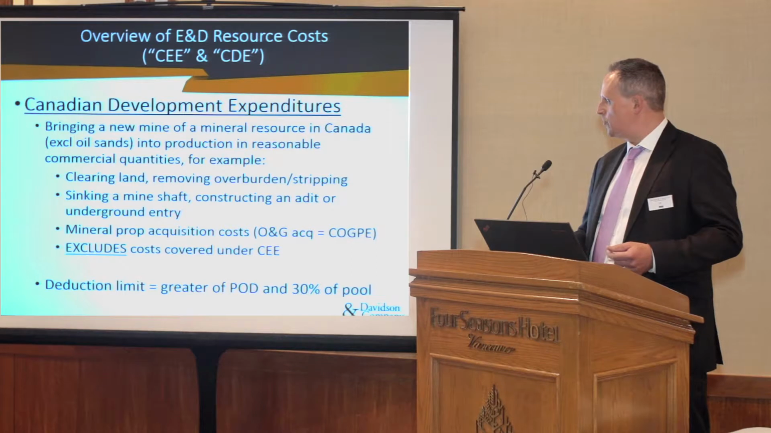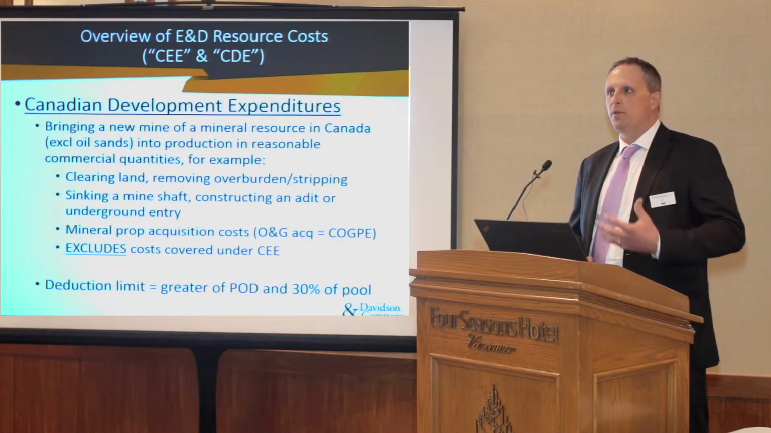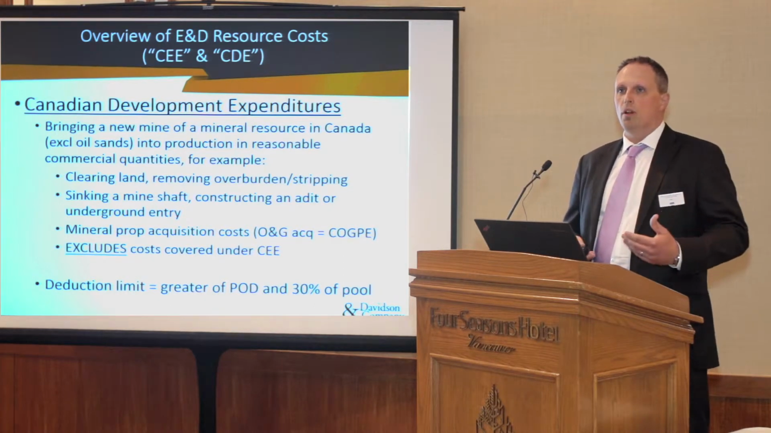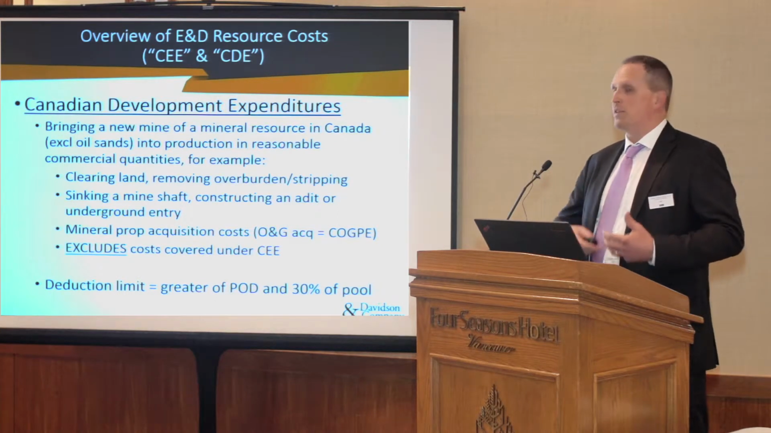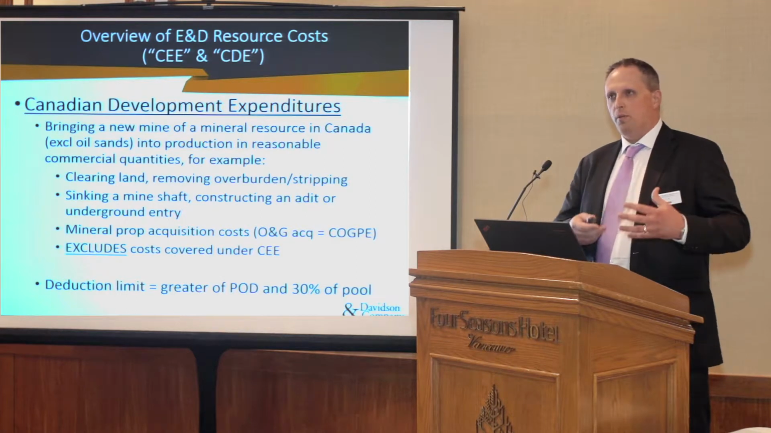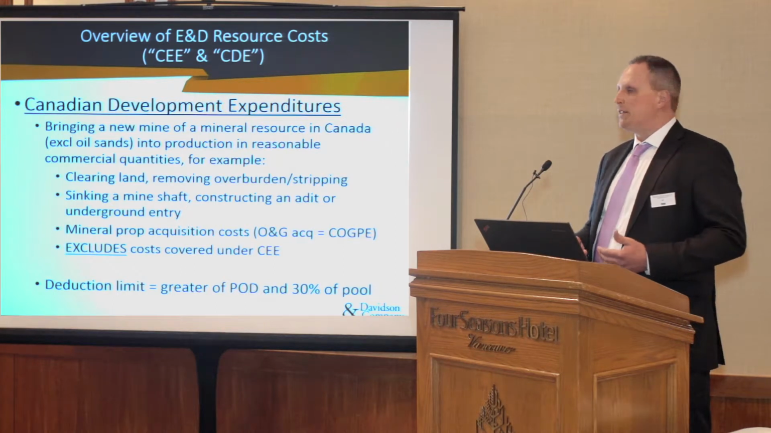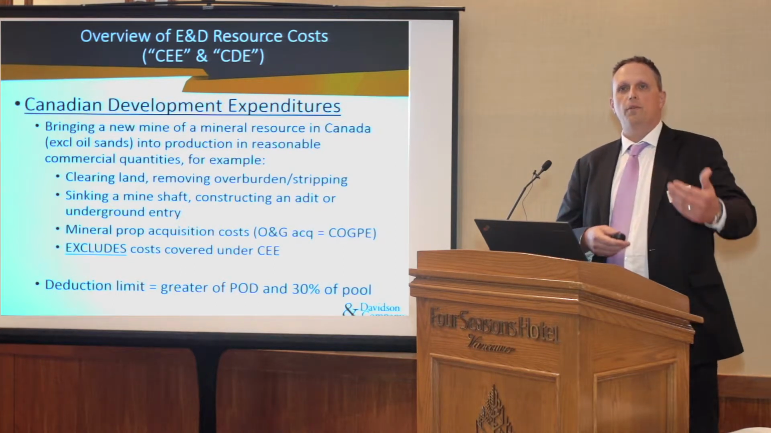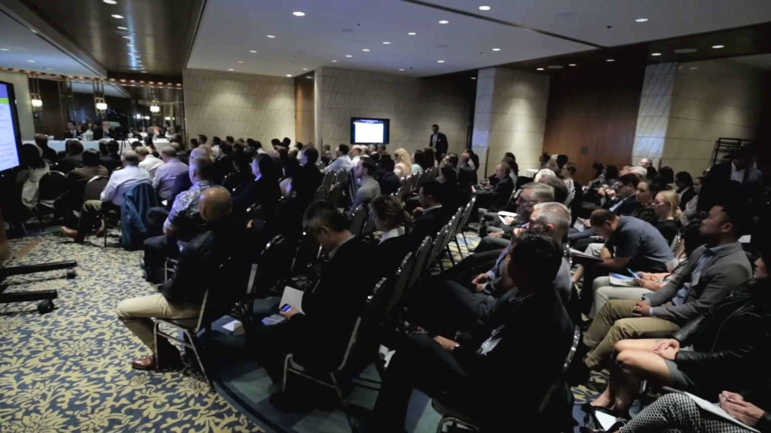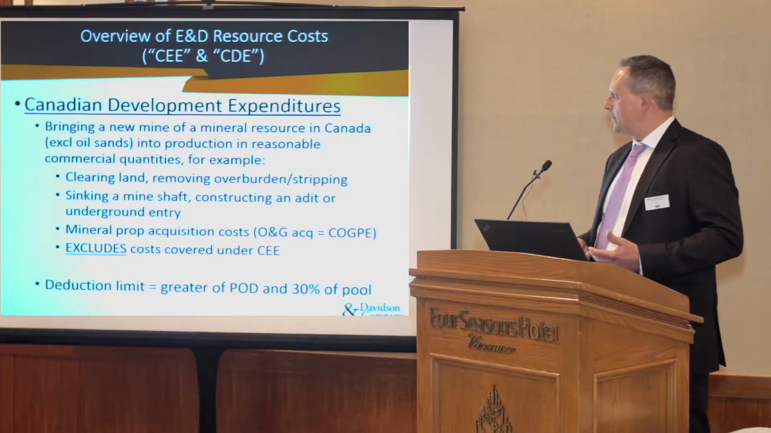In this case, normally when you sell a property, the proceeds from that sale would be applied against the CDE pool and reduce that pool down. If there's any balance left over, then it gets added to income and treated as part of the net income for the year. The deduction limit, again, there is a limit on it. It would be the greater of the proceeds or 30% of the pool. So if you had a loss, you could still claim 30% of the balance in that pool at the end of the year.